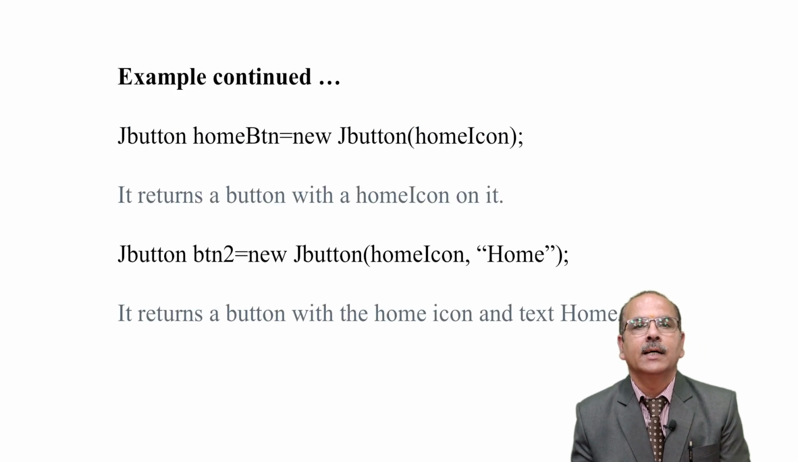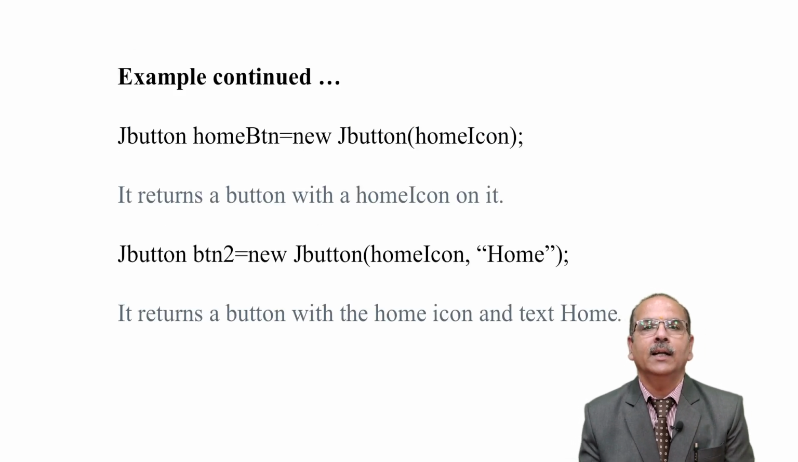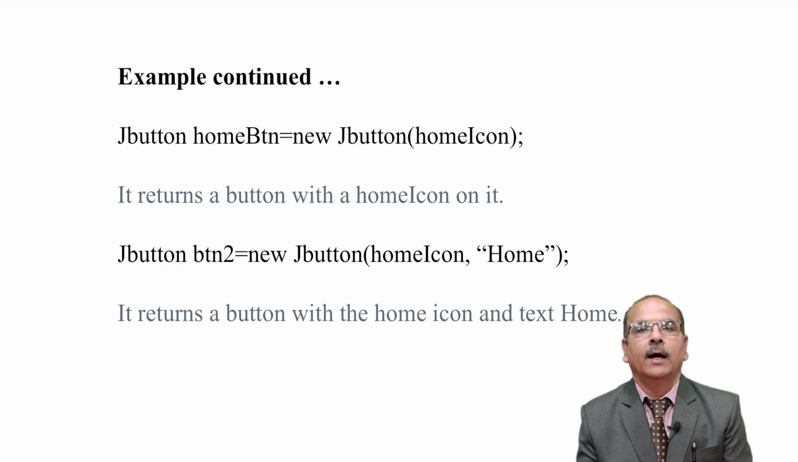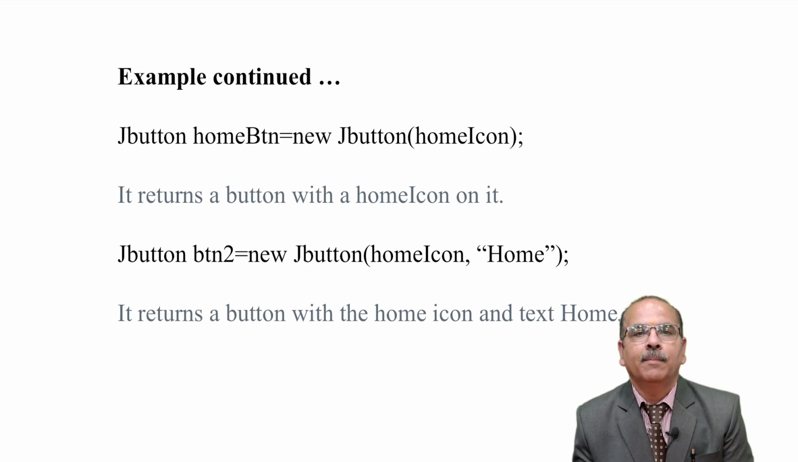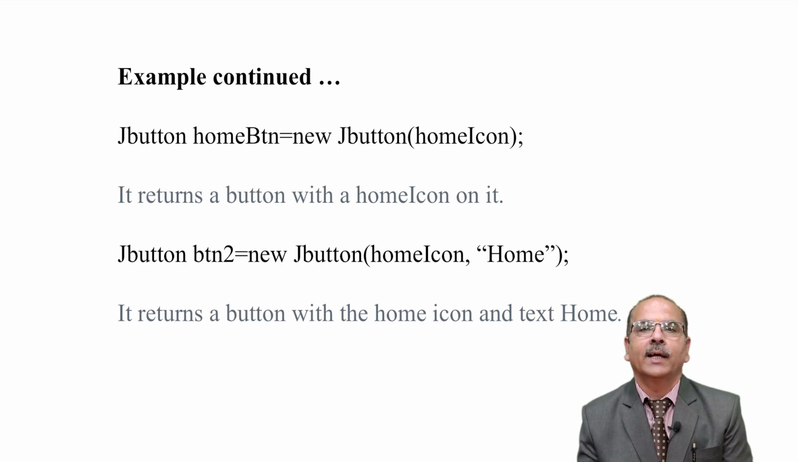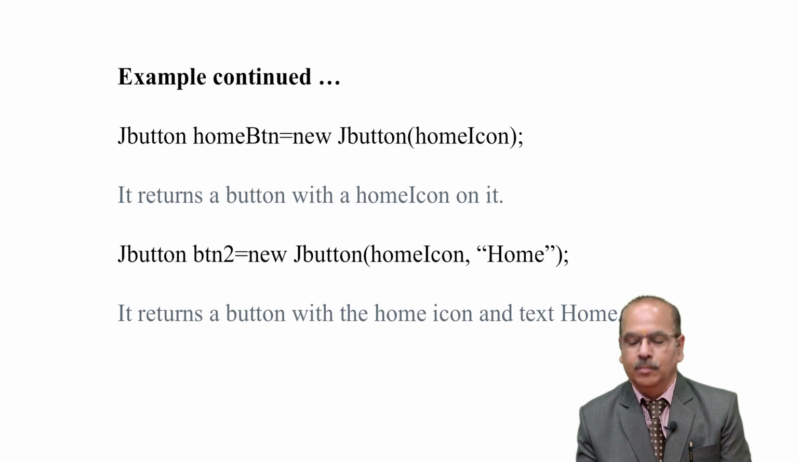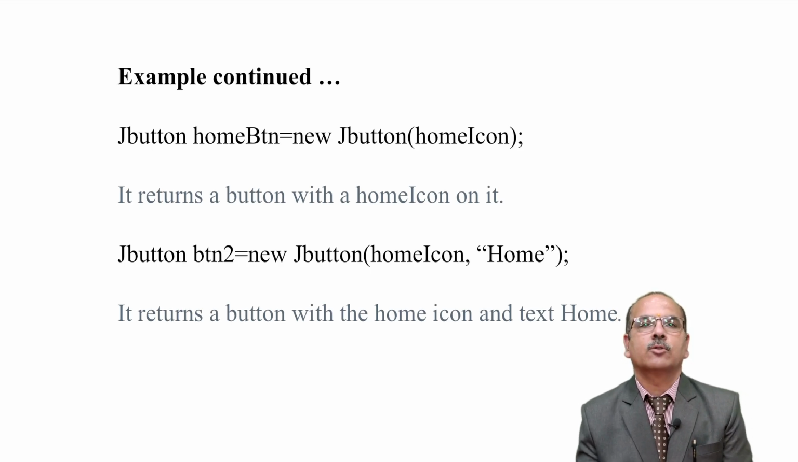The next example is homeButton, new JButton with a home icon. Now it will return a button with the home icon on it. Then JButton with a home icon and the text Home. This will give us a button with the home icon and the text Home.